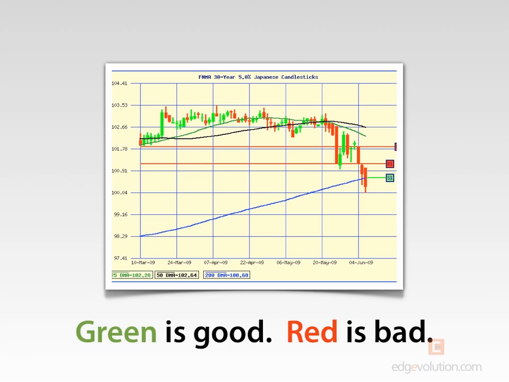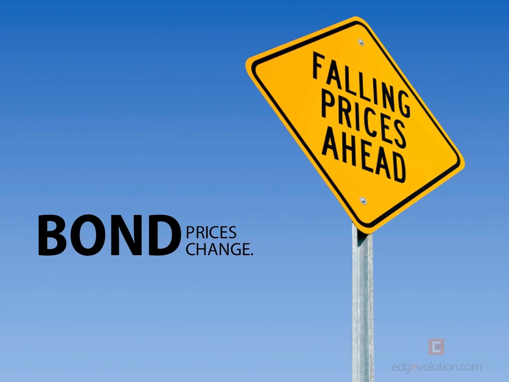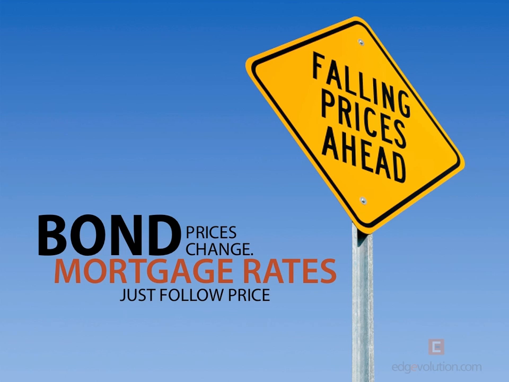But we'll make it simple for you. Green is good and red is bad. Anytime you see green on this chart, it's good. It means bond prices are going up and mortgage rates are coming down. Conversely, when you see red, it's bad. It means that bond prices are dropping and mortgage rates are going up. The point here is that bond prices change. Mortgage rates just follow those prices.